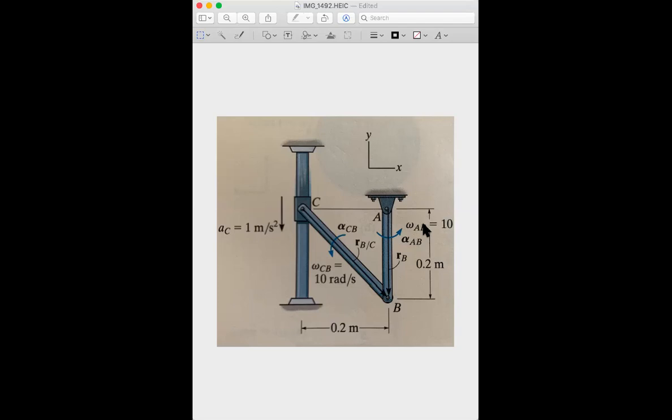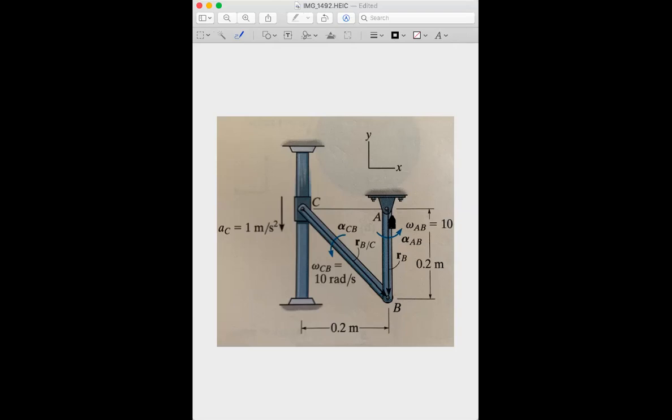And the problem gives us the angular velocity. It looks like I cropped too much here. Let's see if this works. Oh, it didn't work at all. It's supposed to have an annotation tool, but it doesn't look like it wants to work. Never mind. All right, anyway, so this should be 10 radians per second.